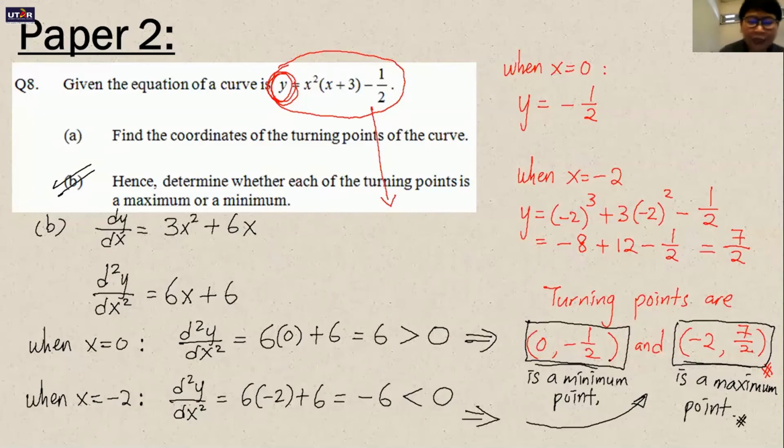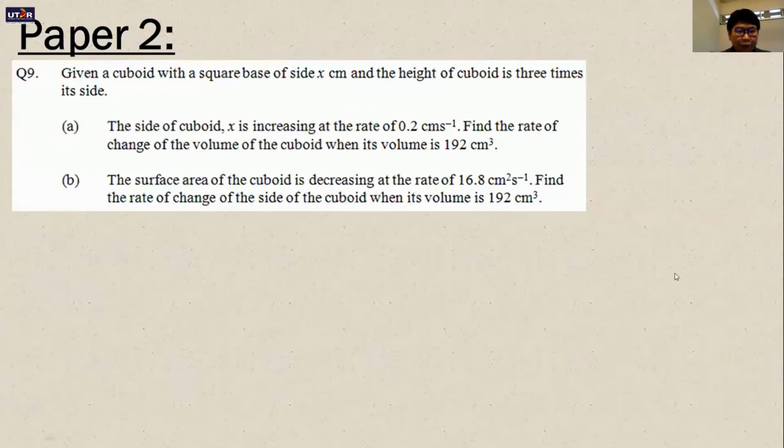Two turning points, then use the second derivative to determine whether it is a maximum point or a minimum point. Okay, now let's look at another application. So far, we have looked at the equation of tangent, equation of normal, turning point, maximum or minimum, optimization problem, small changes. We still have one more, the rate of change problem. So far, we haven't touched the rate of change problem yet. That's why question number 9 will involve the rate of change problem now.